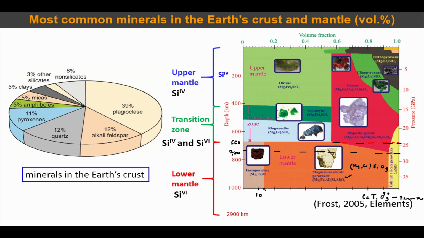So almost 80% of the lower mantle is made up of this magnesium silicate perovskite. This magnesium silicate perovskite now has a name, and we call this mineral bridgmanite. We call this mineral bridgmanite.